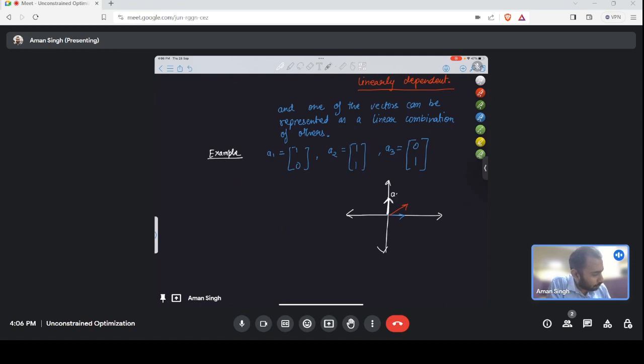So this is A3, this is A1, this is A2. So are these linearly dependent or independent? Let's see. Let's say alpha 1 A1 plus alpha 2 A2 plus alpha 3 A3 equal to 0. Does this necessarily say that alpha 1, alpha 2, alpha 3 are 0? It turns out that it's not. If alpha 1 equals 1, alpha 2 equals minus 1, and alpha 3 equals 1, then this also turns out to be 0.